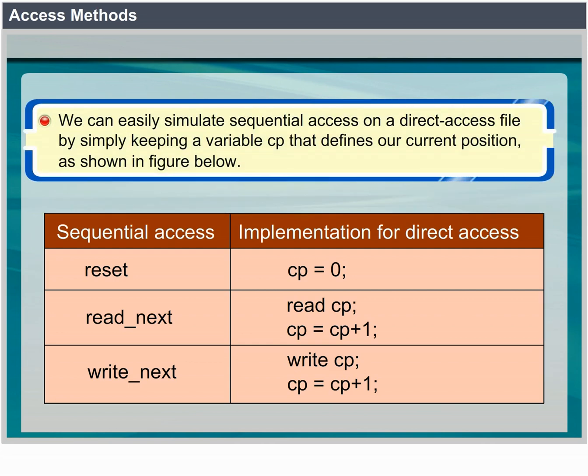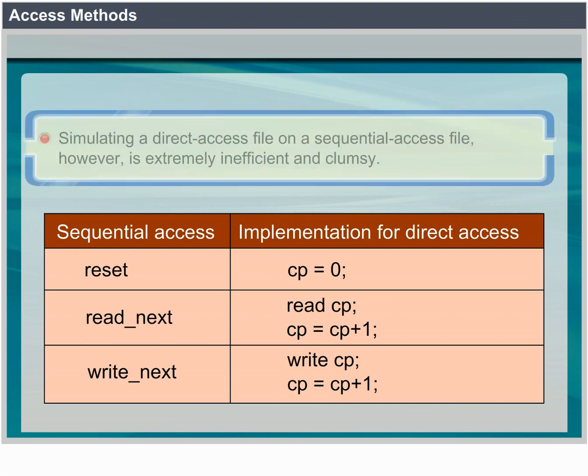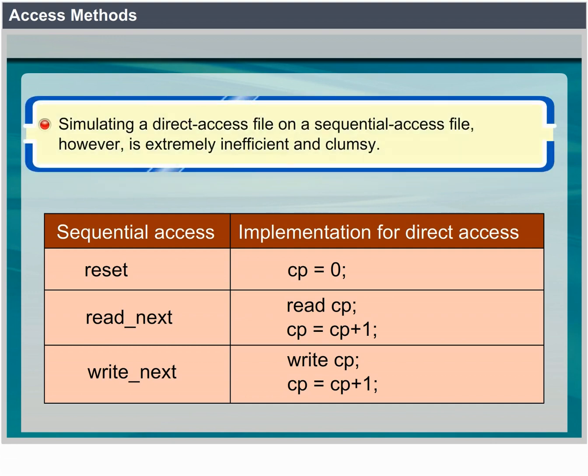We can easily simulate sequential access on a direct access file by simply keeping a variable CP that defines our current position, as shown in the figure below. Simulating a direct access file on a sequential access file, however, is extremely inefficient and clumsy.